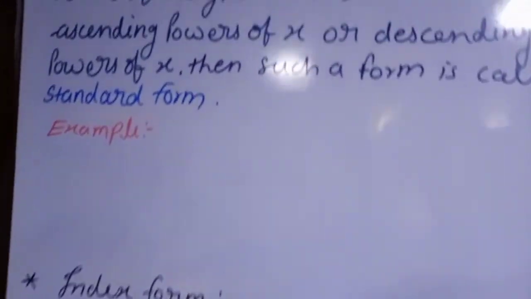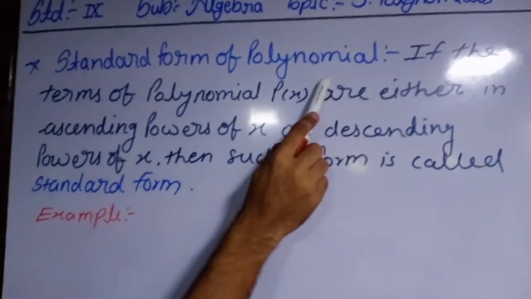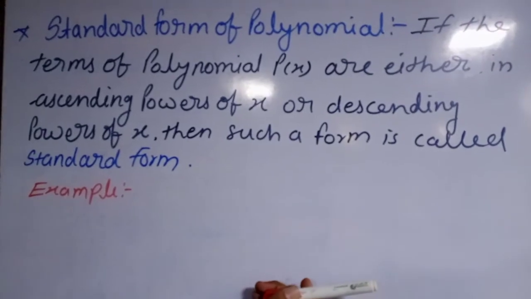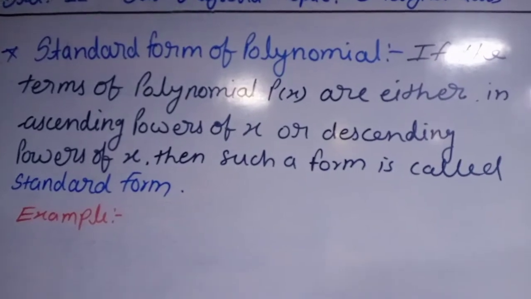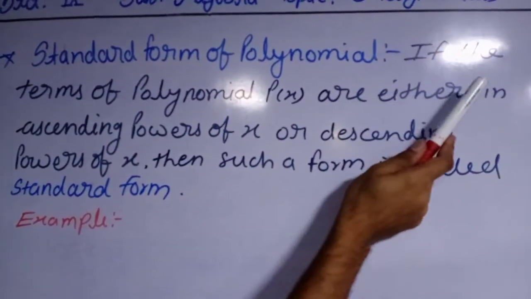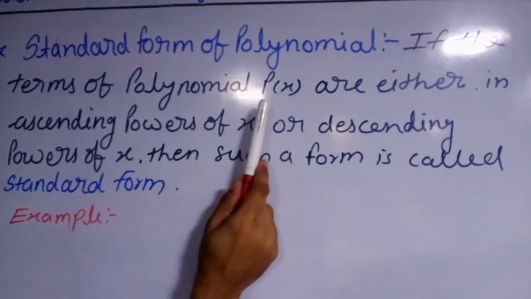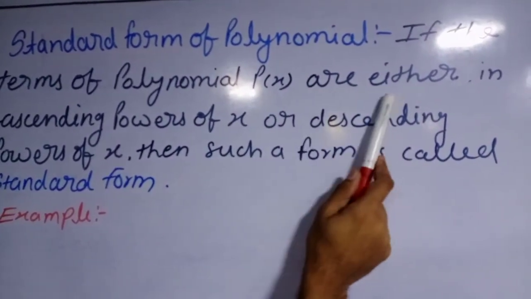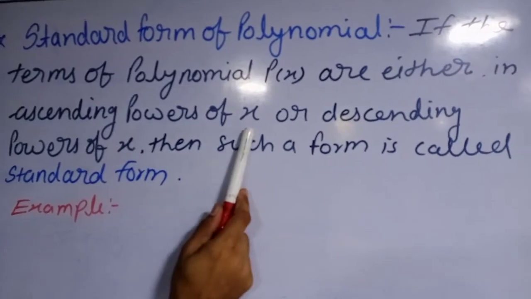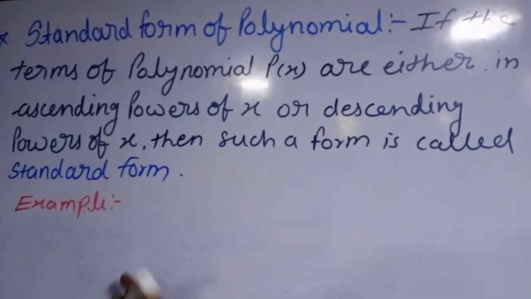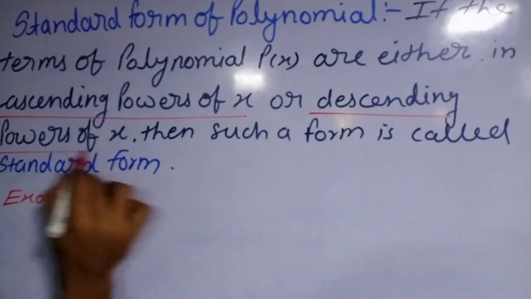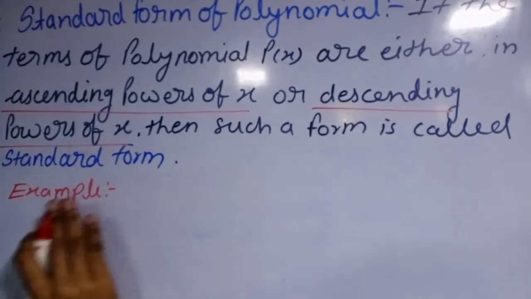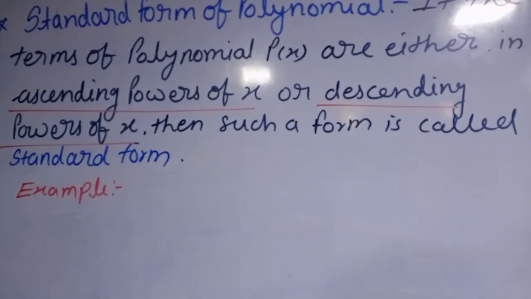Now come to the next subtopic, that is the standard form of polynomials. As earlier you can see, whenever we have a polynomial, it may be jumbled. So how can we say what is the standard form of a polynomial? If the terms of the polynomial, which we denote as p(x), are either in ascending power of x or descending power of x, remember, ascending power of x or descending power of x, then such a form is called the standard form. Let's see an example.